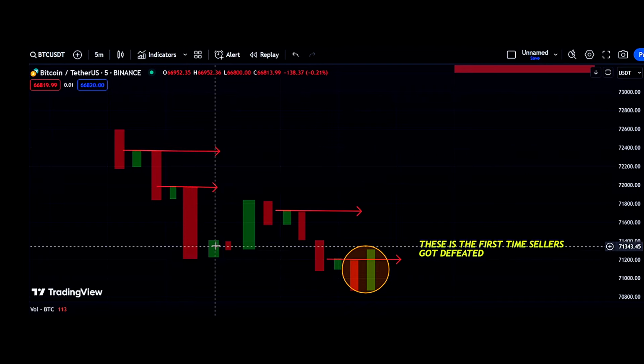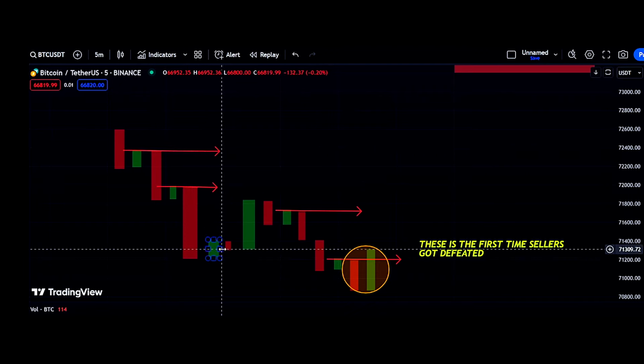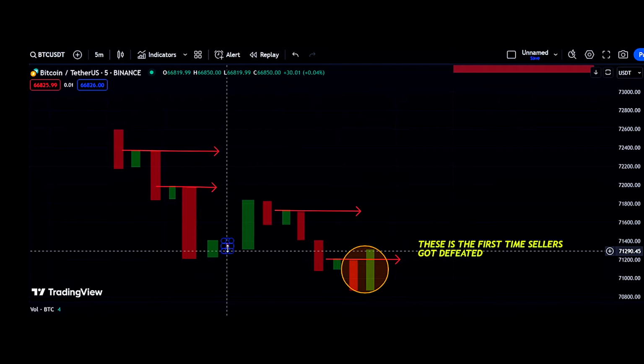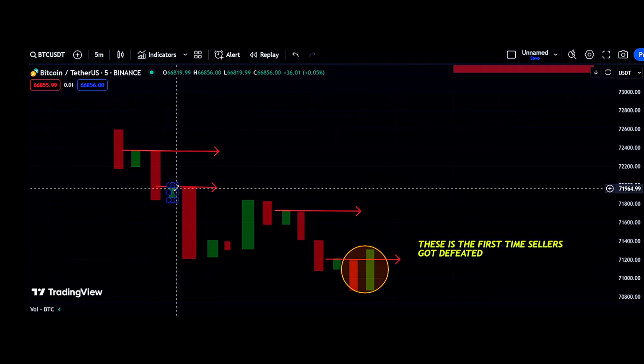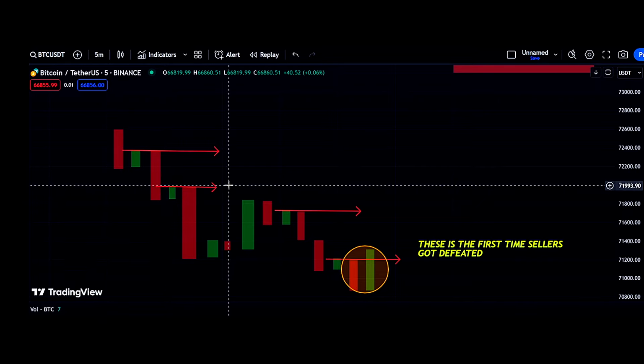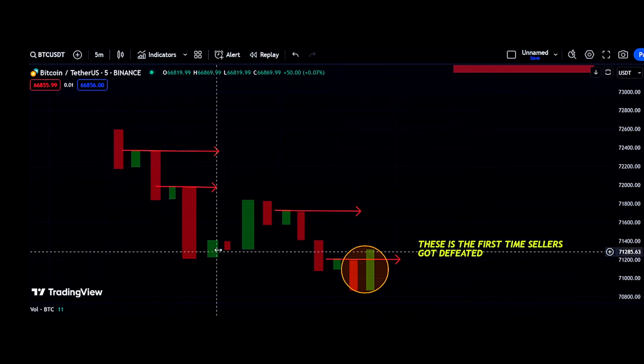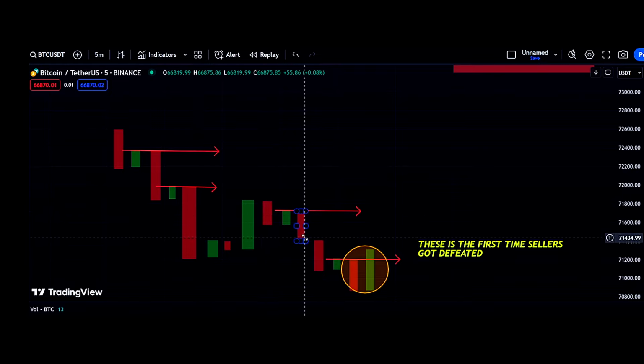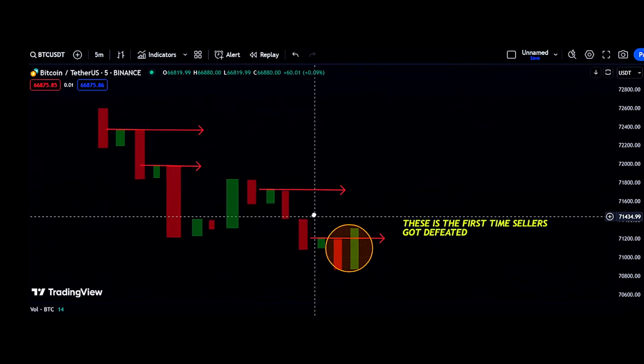Now let's see what happens here. Buyers took control, then again sellers. This time buyers did break the high of this red candle, but it could not break our resistance. We did not change our resistance. You need to understand that this is an internal structure. Once again when the buyers got defeated, we got our new resistance here.